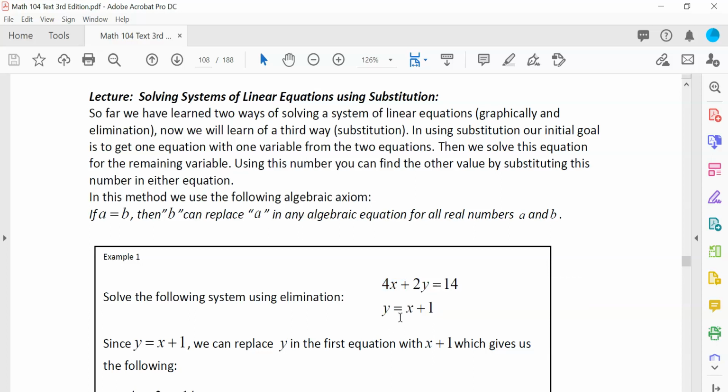So the idea is that we're going to substitute out for this variable y the expression x plus 1. So where do we substitute it in? Well, we substitute it into that first equation. So we take the variable y from the first equation and we replace it with the x plus 1. And then that first equation has a single variable to solve for. So you can see that in example 1.